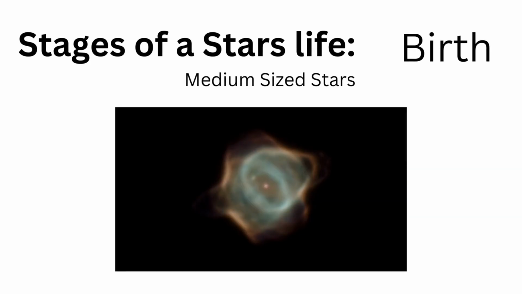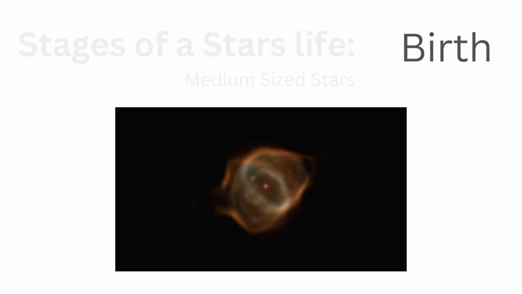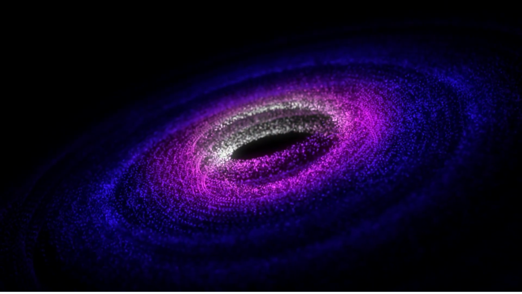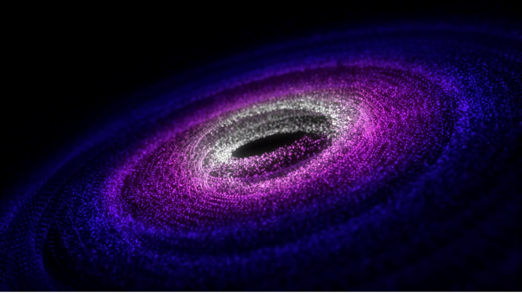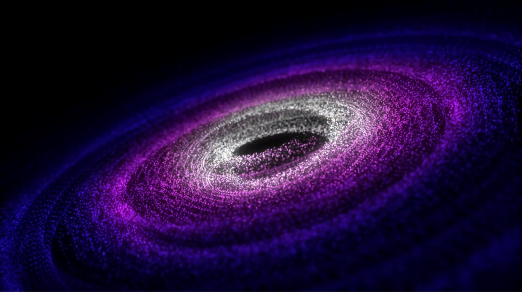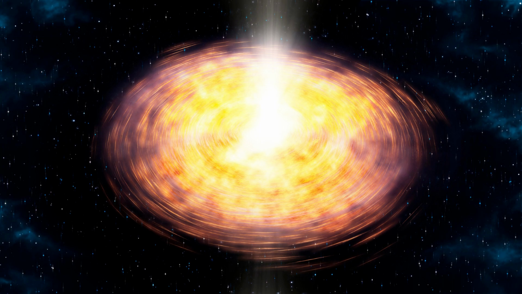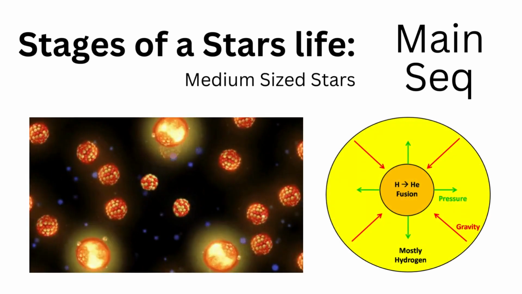So the first stage is birth. A star begins its life as a cloud of gas and dust called a nebula. Over time, gravity causes the nebula to contract and heat up, creating a dense core known as a protostar. As the protostar continues to contract, its temperature rises until nuclear fusion begins in its core. This marks the start of its life as a main sequence star.